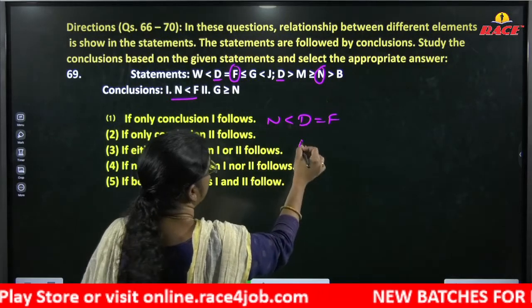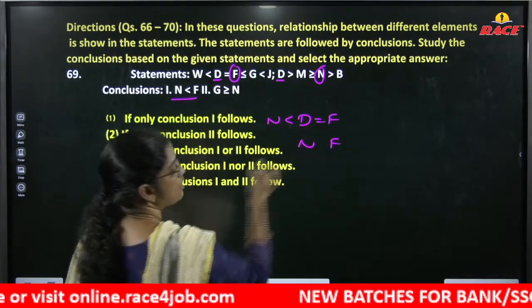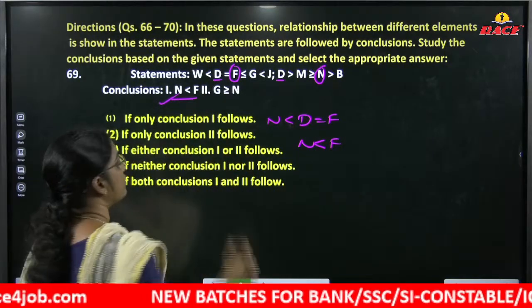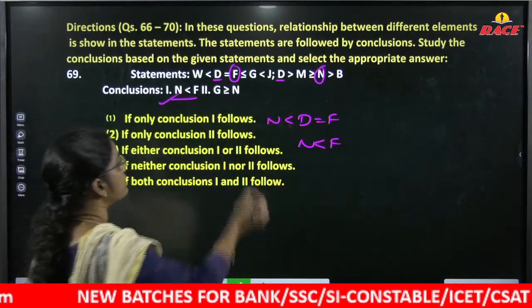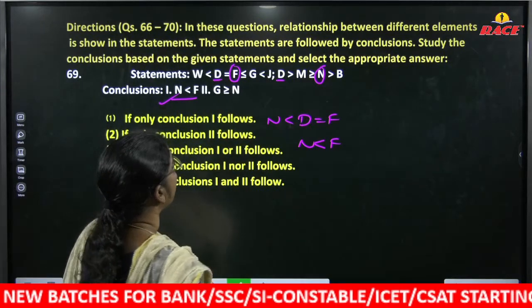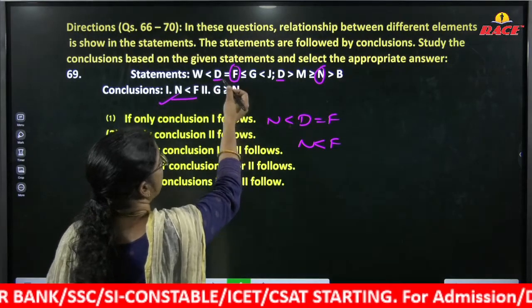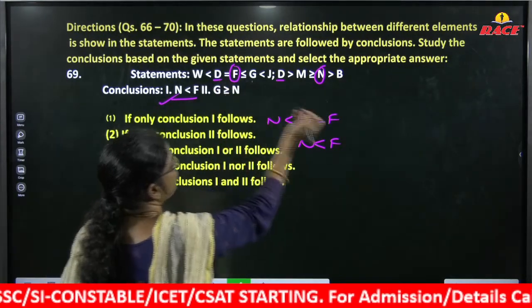Then we need the relation between N and F: less than compared with is equal, we are getting less than, so they are giving the same. So the first conclusion is correct. Next, G greater than or is equal to N. Then simply the same. What is the common term? D. So first find out D to G.